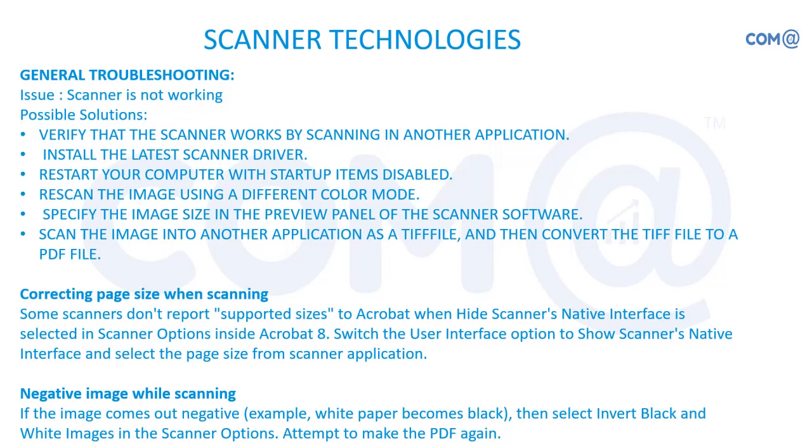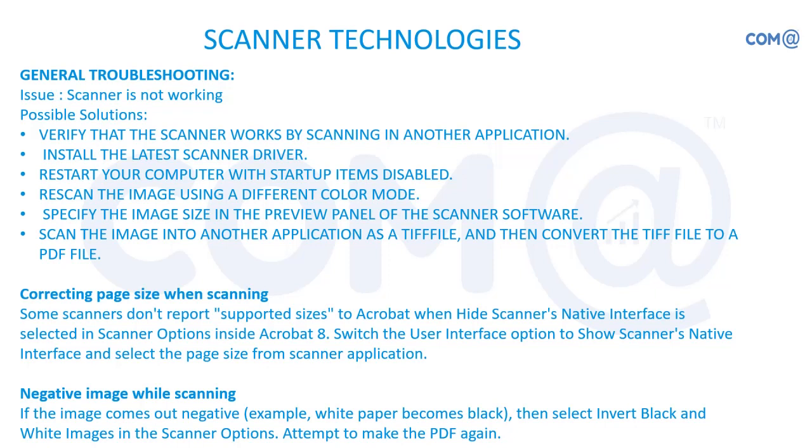Specify the image size in the preview panel of the scanner software. So in the scanning option, there will be options available: preview and scan. Preview means before you go for completing, you can just see how the image is going to look like. So that is called preview. And then once the preview is good, you can go for scanning the correct image, or scanning the same image with the perfect closure.